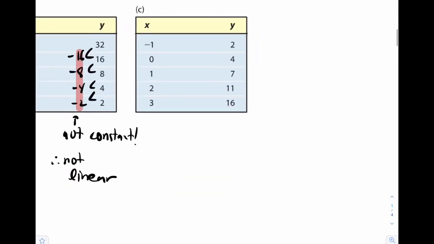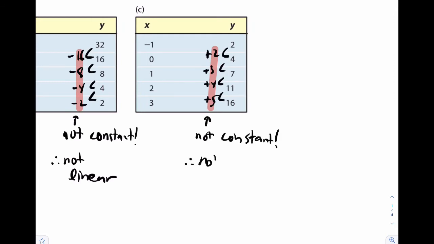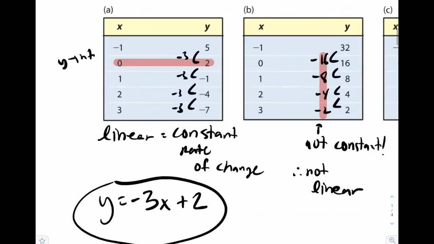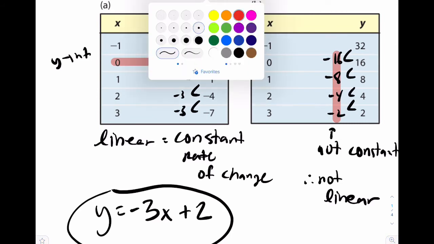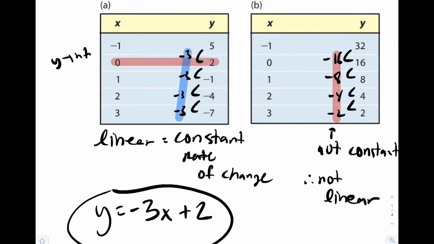If I go here, I can see this is +2, +3, +4, +5. So clearly we can identify the pattern, but once again we can see that this rate of change is not constant. Therefore, this is not linear. So again, it seems simple, but I just really want you to understand that this part right here, that's rate of change, and when that is constant, that is going to be a linear function.